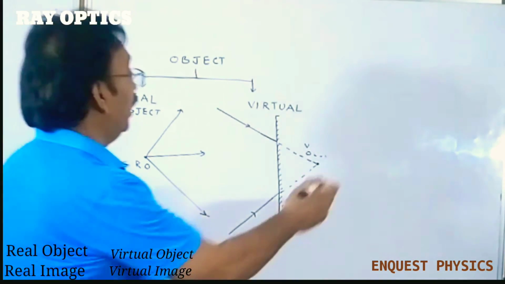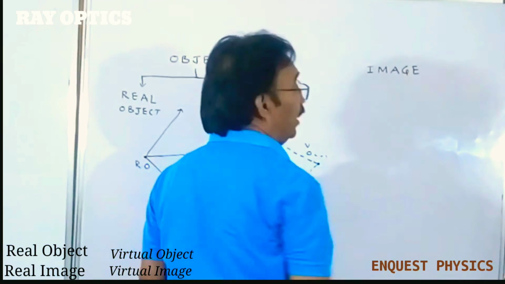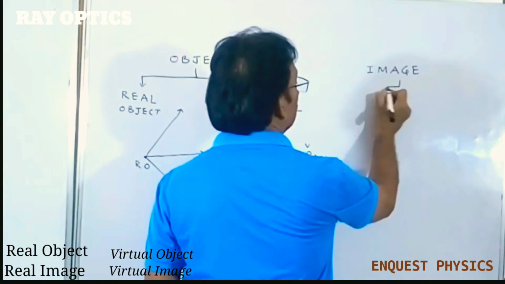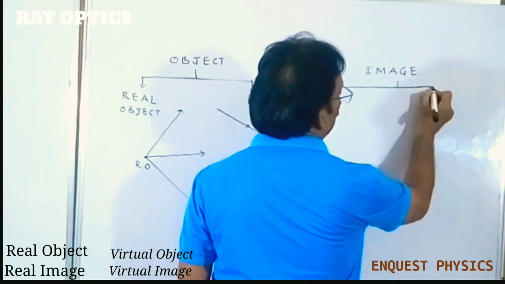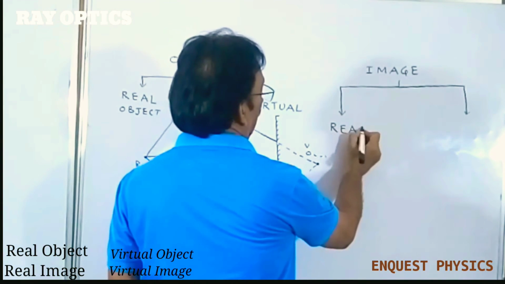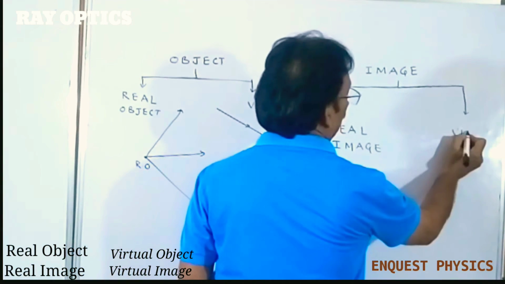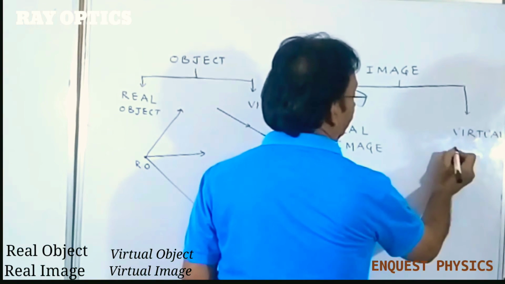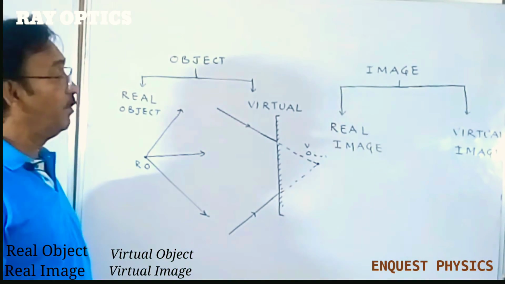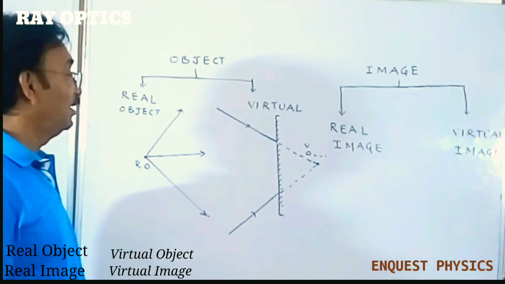Okay, and we are going to learn about images now. I said an image is the point of intersection of light rays. Again, these images are classified into two types. One is the real image, and the second one is the virtual image. Images can be classified into two types: the real image and the virtual image.